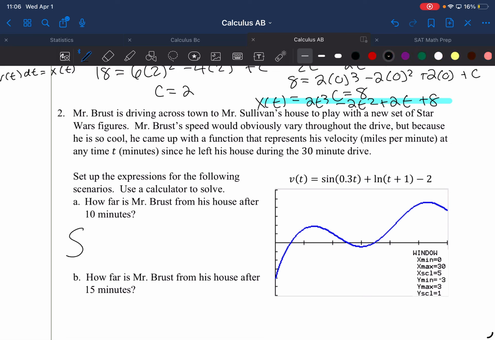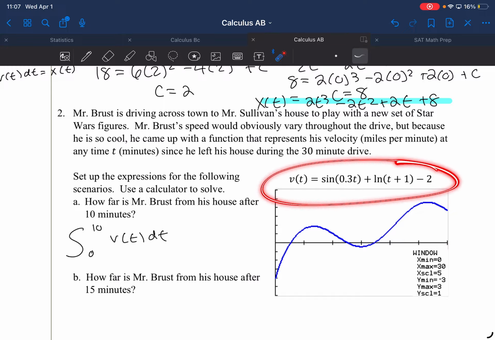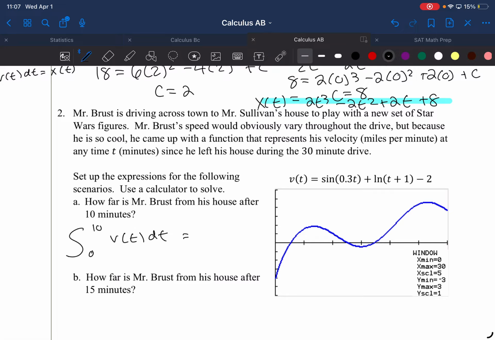And it says after 10 minutes, so that's the bounds from 0 to 10 minutes, okay, of v of t dt. So you would plug in this entire function for v of t, solve the integral from 0 to 10, plug that into Desmos, and you get 3.010 miles.